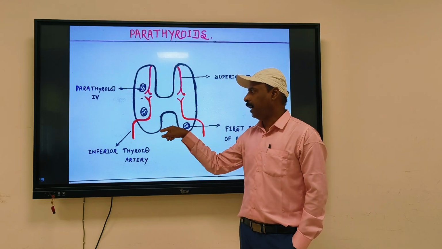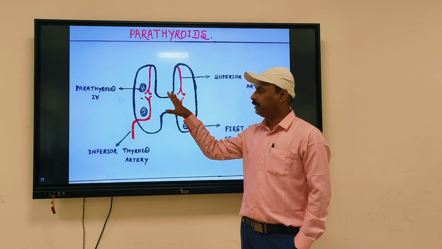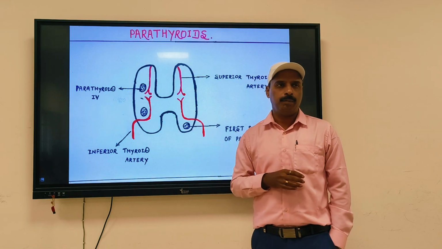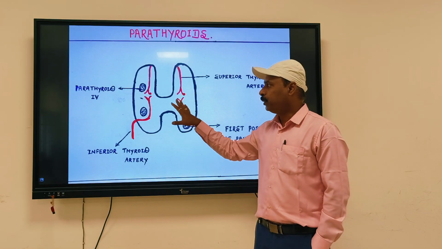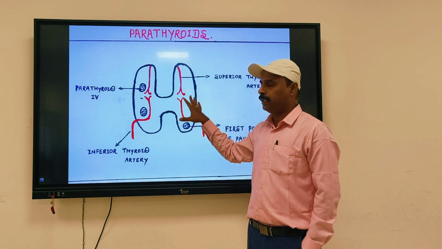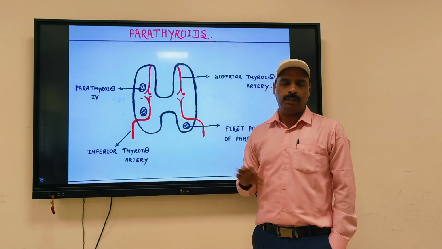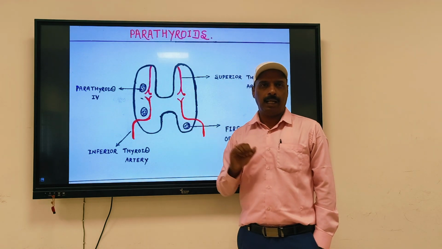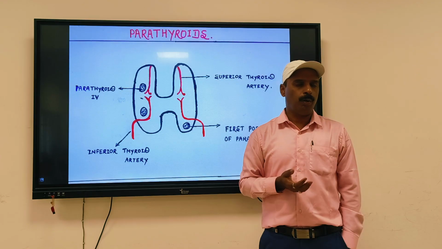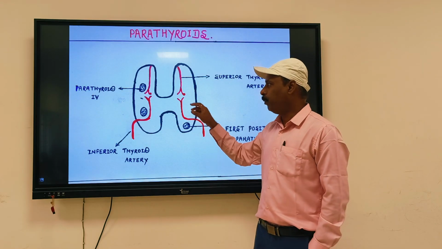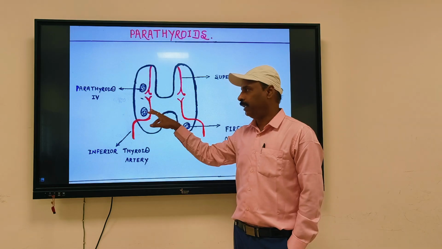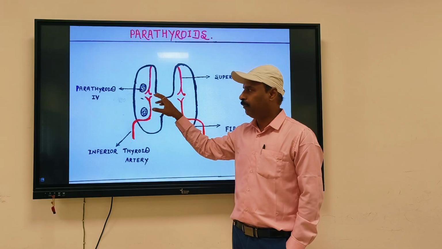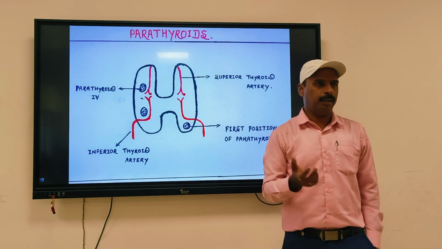When you see this thyroid structure in the posterior view, this is the posterior aspect of the thyroid. In this posterior aspect, or the posterior border of the thyroid, you are going to have the parathyroid gland. On the posterior border of the thyroid, there is a small gland situated on the posterior surface of the lobes of the thyroid gland. Those we call the parathyroid gland.